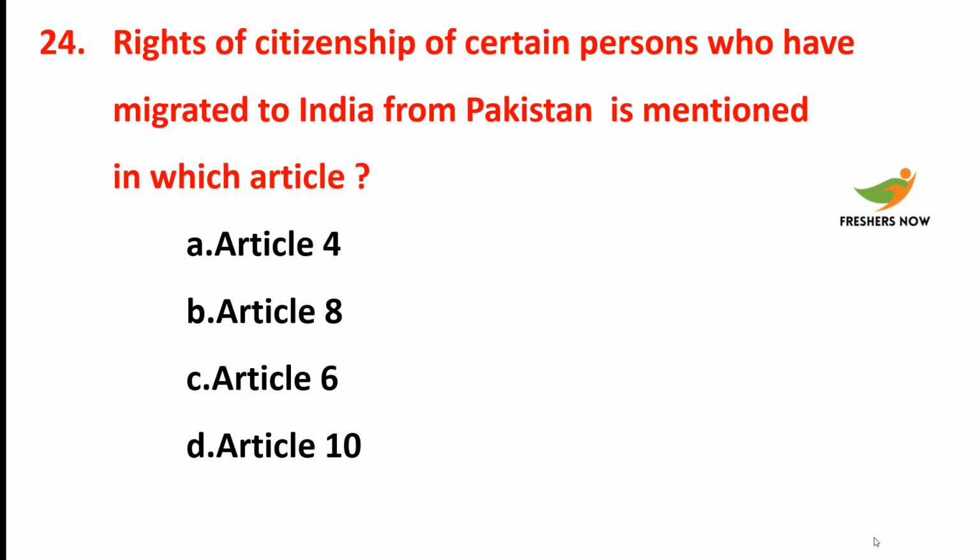24th question. Rights of citizenship of certain persons who have migrated to India from Pakistan is mentioned in which article? And the answer is C, Article 6.